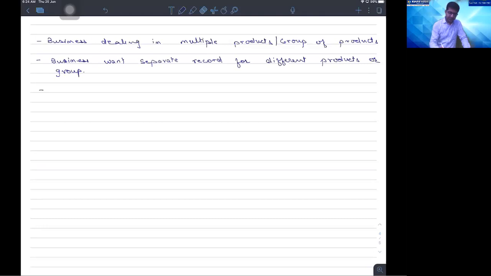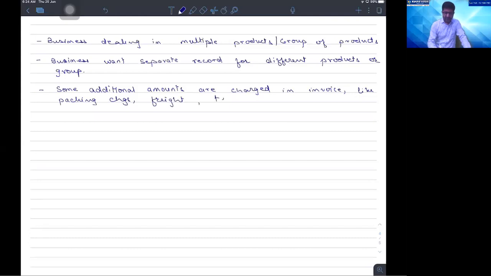Some additional amounts are charged in the invoice like packing charges, freight, taxes, etc.